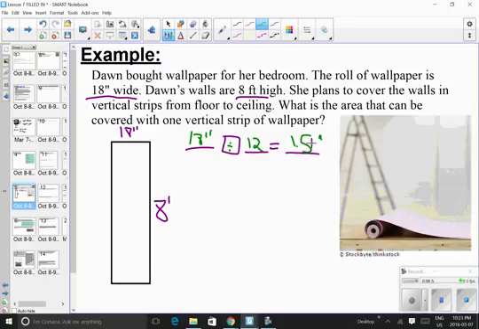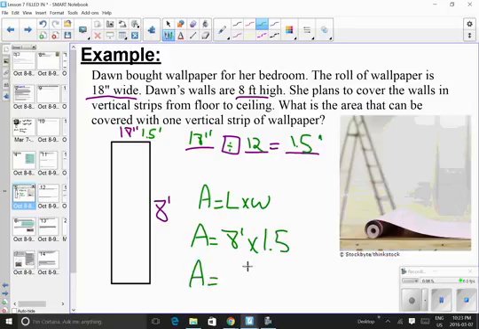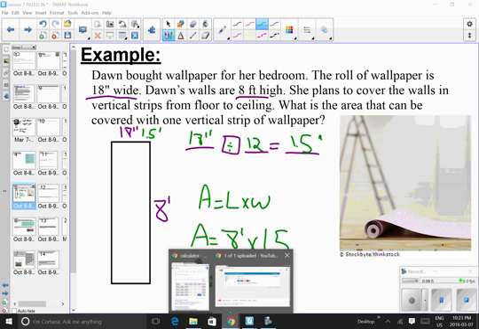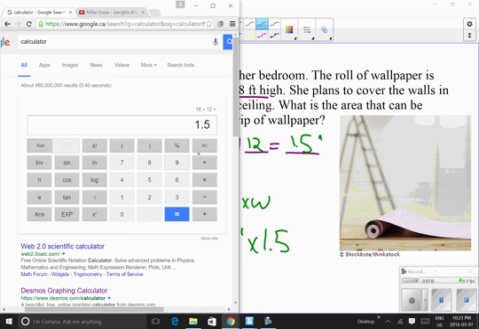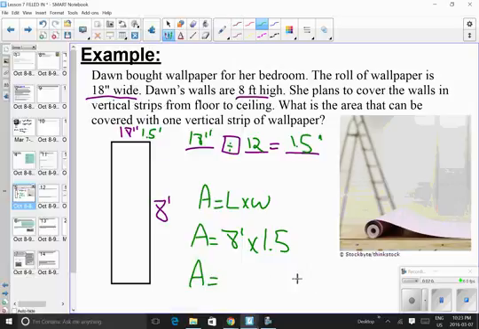Alright, so now I know this is the same thing as 1.5 feet. So now I can calculate my area. Area equals length times width. So my area is going to be 8 feet times 1.5 feet. So if I punch that into my calculator, or you can do it in your head, either one, 1.5 times 8 equals 12. So I have 12 square feet per vertical strip of wallpaper.